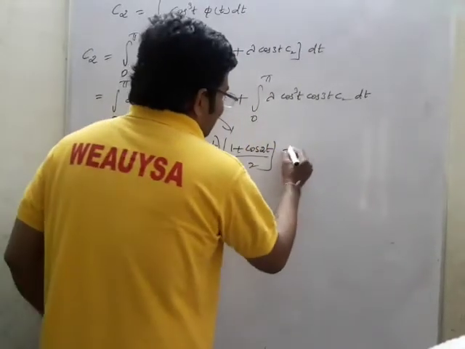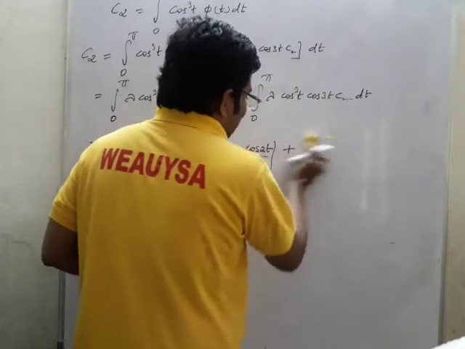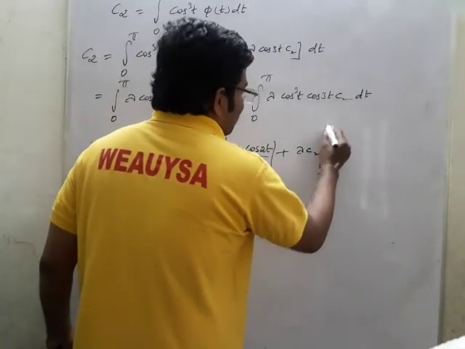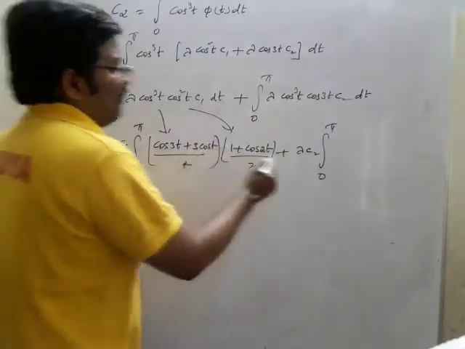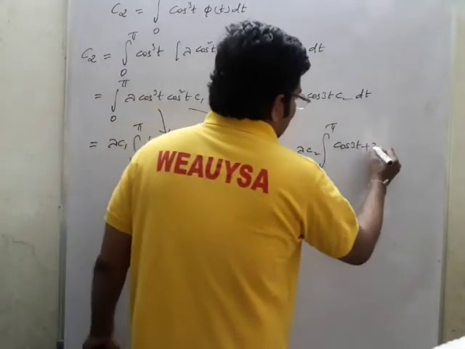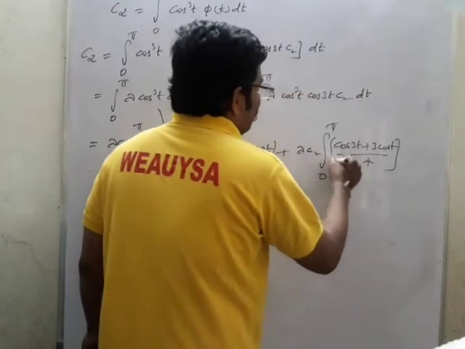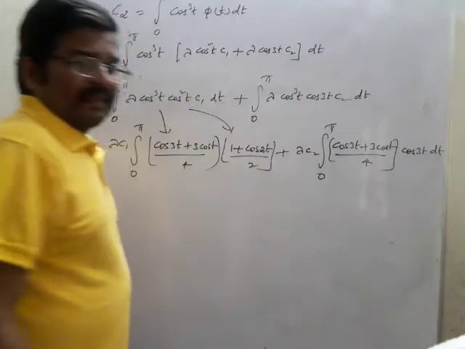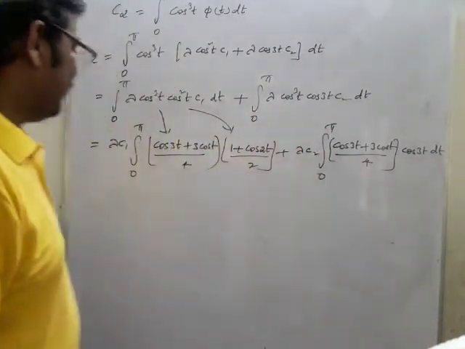Okay, this one plus integral 0 to pi lambda, otherwise we will take lambda c2 outside, integral 0 to pi. Now this cos cube t we have already written, no? That is cos 3t plus 3 cos t by 4 into cos 3t dt. Okay, so this has changed, and this also has changed.